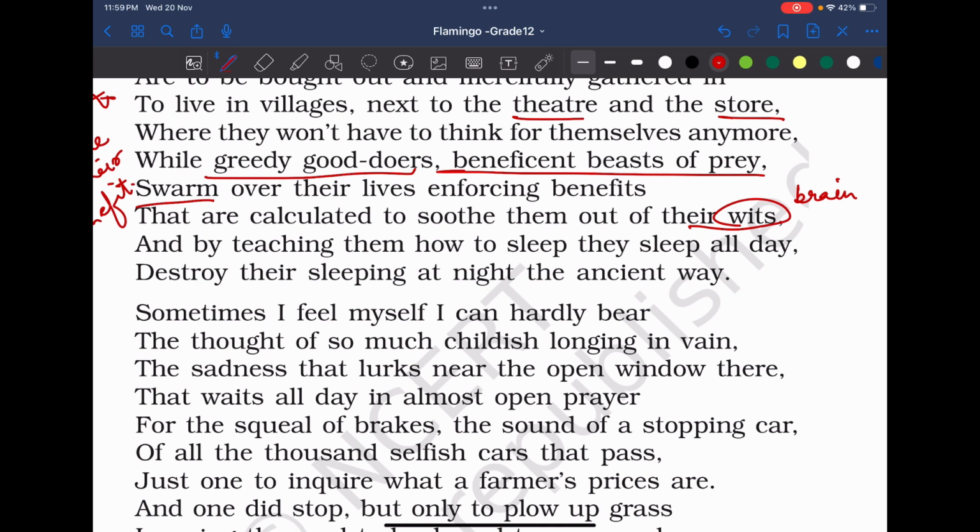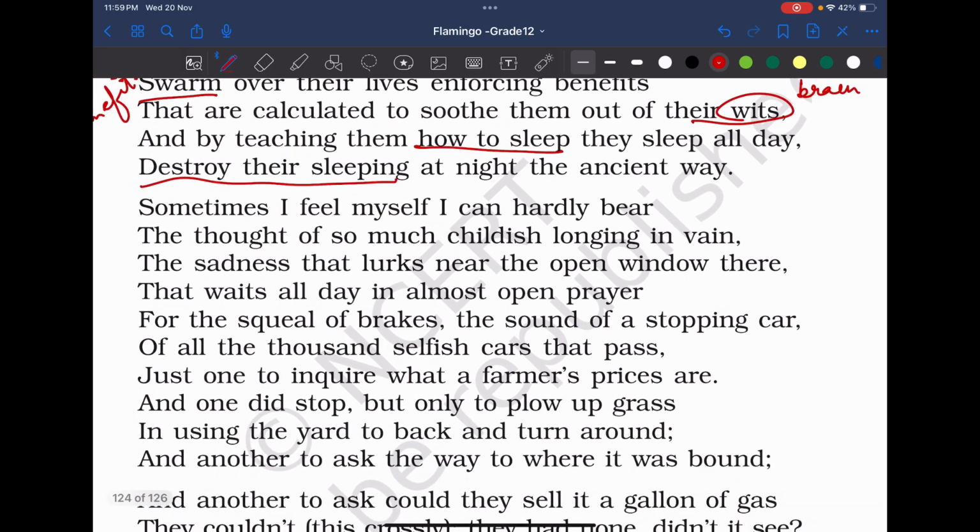And by teaching them how to sleep, they sleep all day. उनको काम सिखाने के बाद you are just resting for yourself. You just teach them the skill and then you rest. Destroy the sleeping at night. Obviously, you are just teaching them how to do the hard work and just escaping yourself. Escaping, you yourself are escaping from all the hard work, right? Destroy the sleeping at night the ancient way.